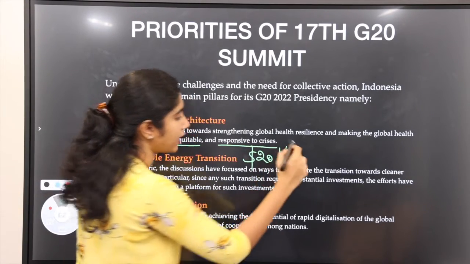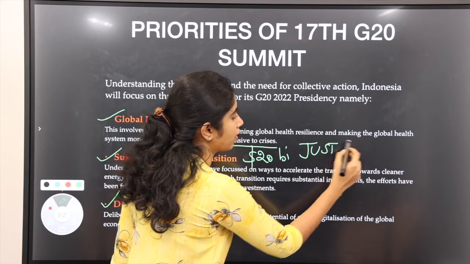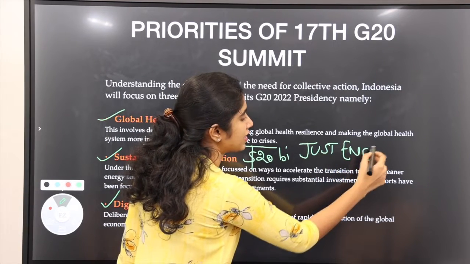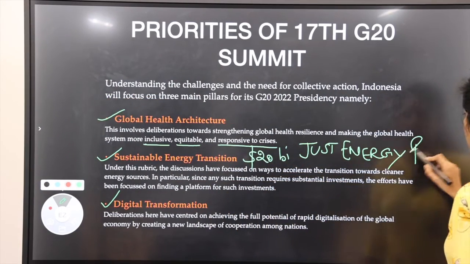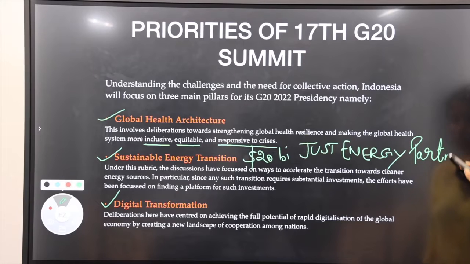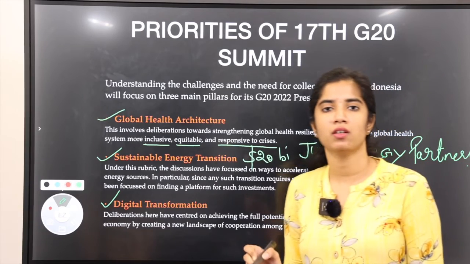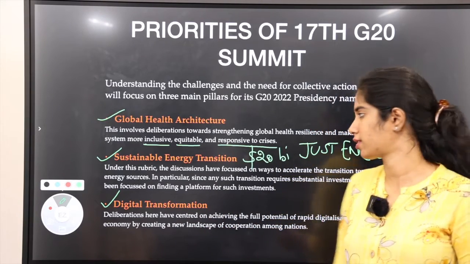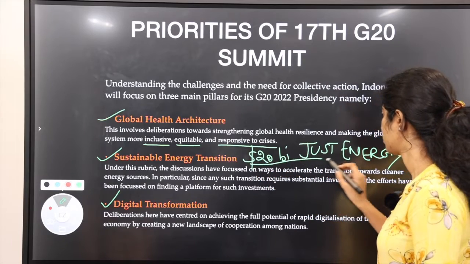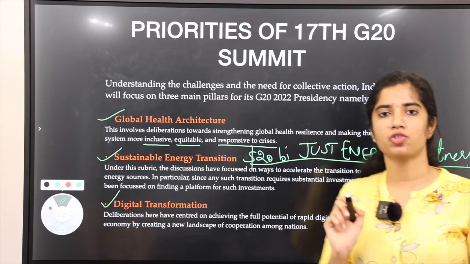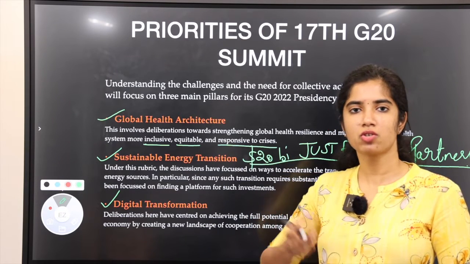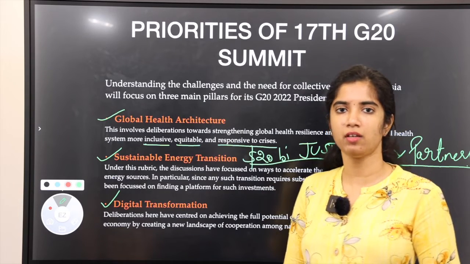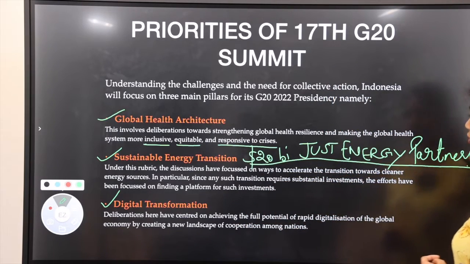$20 billion, that is called the Just Energy Partnership. These are all important: in summits, what deals are getting signed? Just Energy Partnership. Indonesia has put forth this deal worth 20 billion to help countries switch to clean energy sources. Because of how these projects are put forth, there will be avenues for private investment in these clean energy sources. Cost can come down, more R&D work can be done. So this is about the Just Energy Partnership.